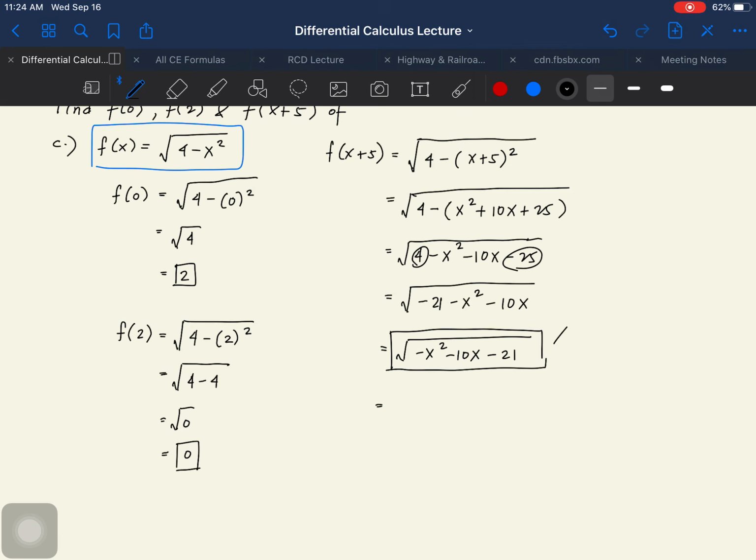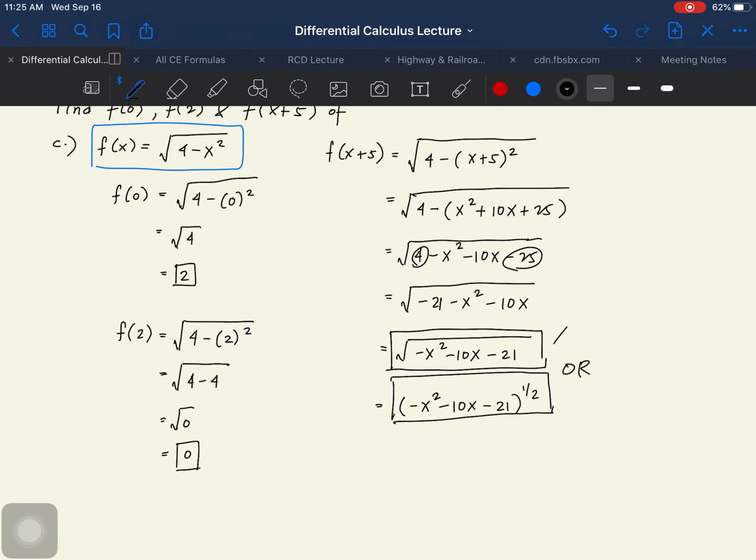Another form is, if you hate seeing the radical sign, well, I will be accepting an exponential. We have there negative x squared minus 10x minus 21 raised to the power of 1/2. So these two are actually similar. The radical sign is converted into 1/2. This is actually the square root, right? So this is 1/2.